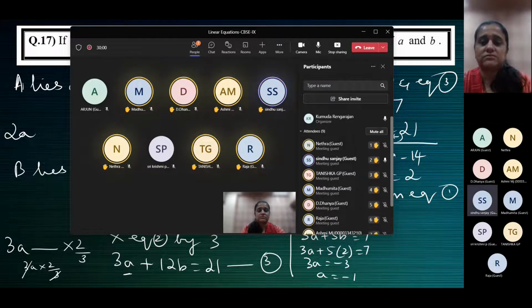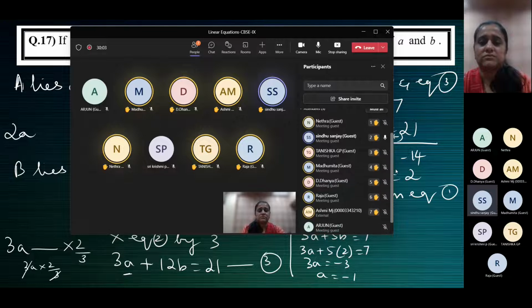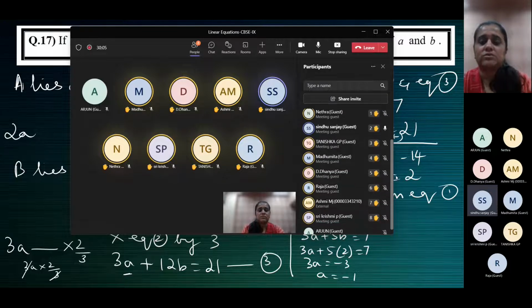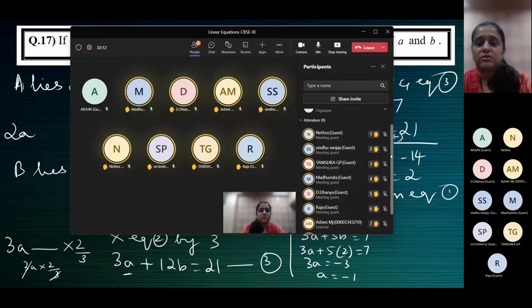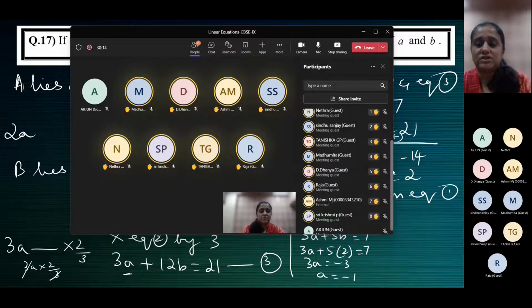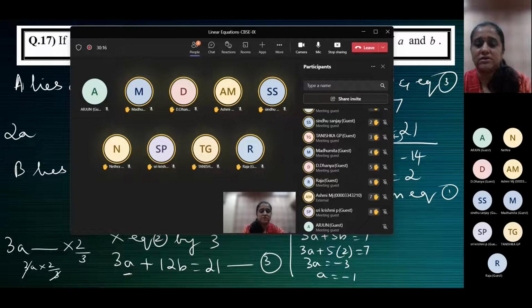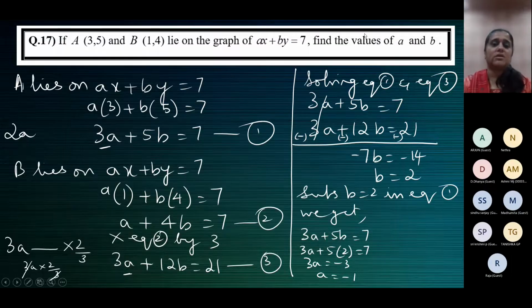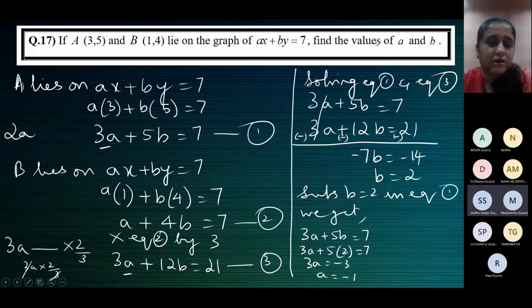Ma'am, we were not feeling well, so we were not able to attend the class, ma'am. But we used the meeting recording. Okay, fine. Netra, Sanjay, Sindhu, Tanishka, Madhumita, Danya, Raja, Srijana, Krishni, and Arjun. Arjun, I hope he is there. All right. Is this fine, children? Yes, ma'am.